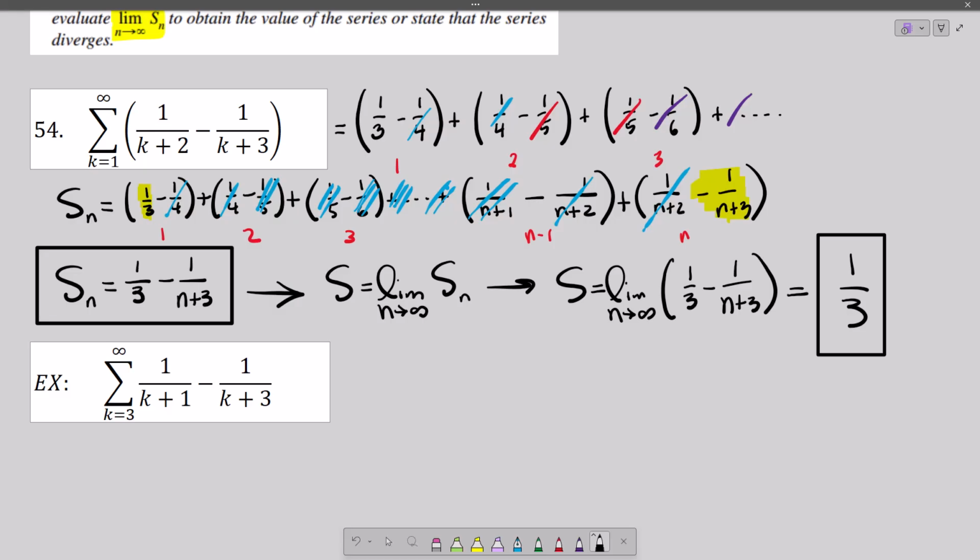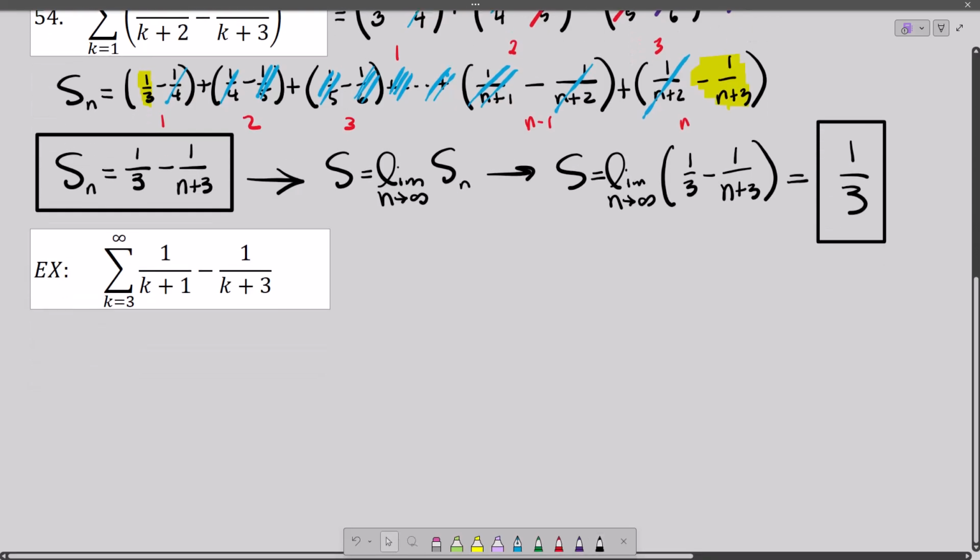And remember that S sub n is always the sum of the first n terms. Always. So if this starts at 0, then this ends at n minus 1. If this starts at 2, this ends at n plus 1. We just have to shift so that we have exactly n terms, not n plus 1 terms, not n minus 1 terms. We have to have exactly n terms.